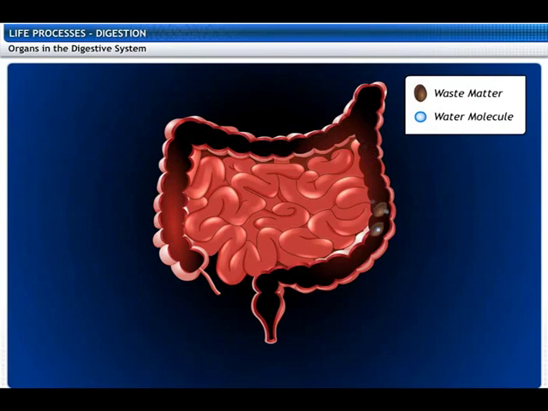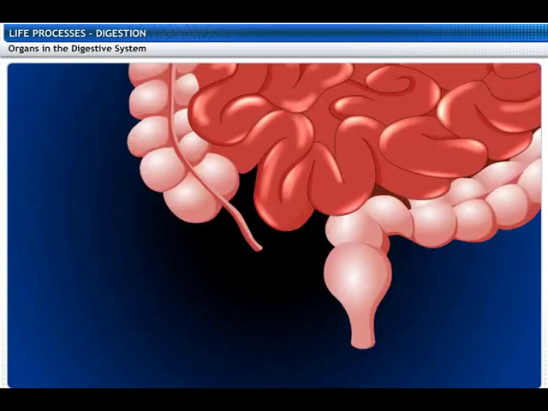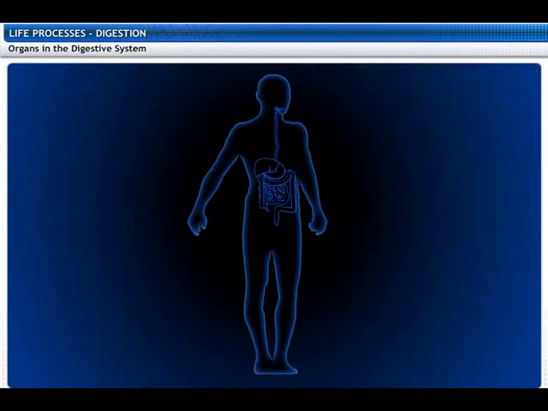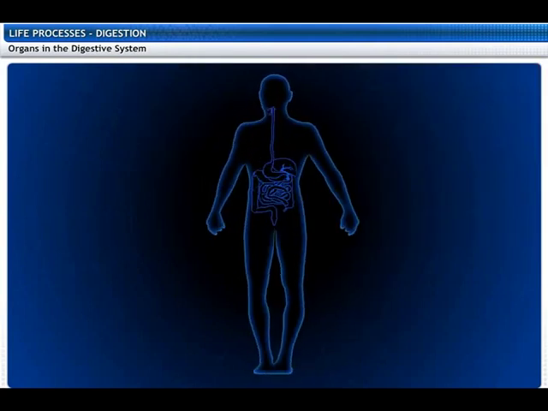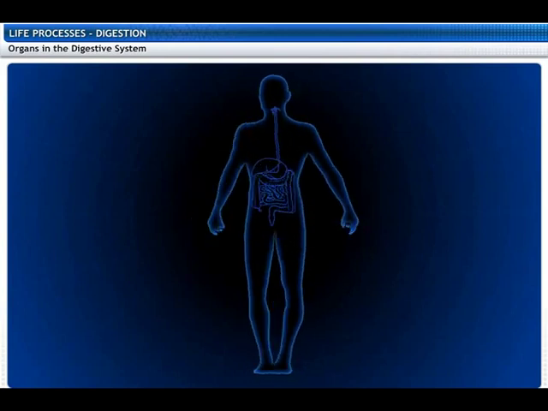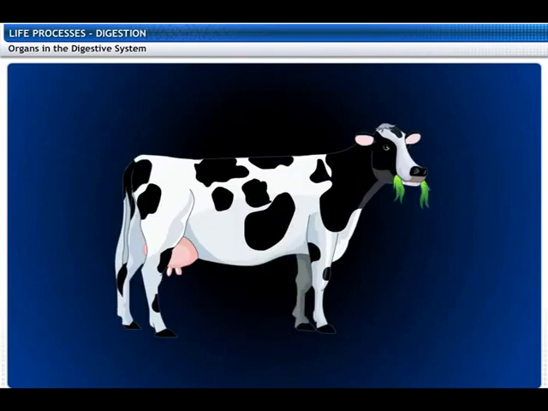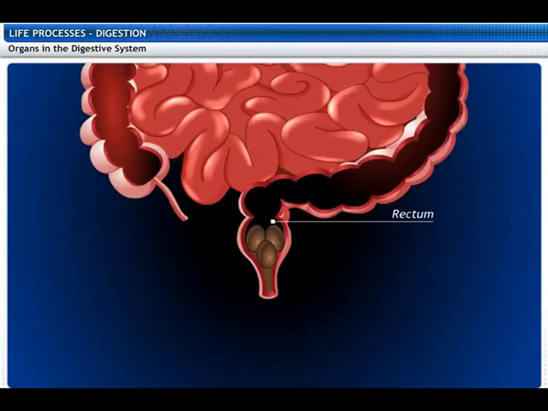This solid material is collected in the lower part of the large intestine called the rectum. The appendix is a small, hollow, finger-like pouch which hangs at the end of the cecum. It does not have any function in the digestive system of humans. However, it is functional in herbivores such as cows. The rectum stores the solid excreta until it is ready to be excreted from the digestive system through the anus.